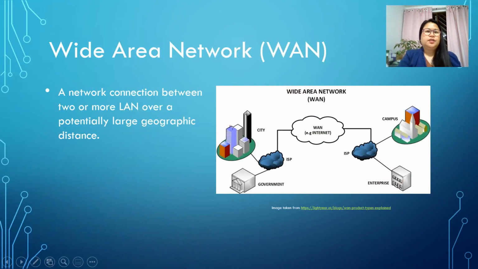Then next, we have the WAN, or Wide Area Network. A Wide Area Network connects LANs and MANs. So it's a combination of LAN and MAN. It covers a wide area, such as the whole country, and the connectivity range is larger than 30 miles. So it's very big. Large geographic distance.